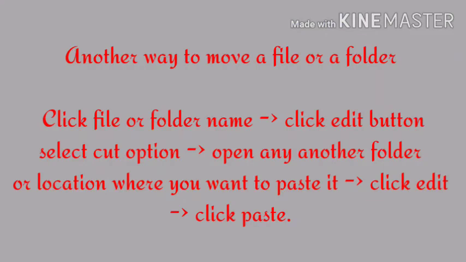Another way to move a file or a folder is to click the file or folder name. It means select your file or folder name. Then click on the Edit button, after which we have to select the Cut option. Then we have to open any other folder or location where you want to paste it. Then again we click on the Edit button and finally click on the Paste button. Then the file you selected will be cut from the previous location and pasted in the next location. It means you can move the file from one location to another location.